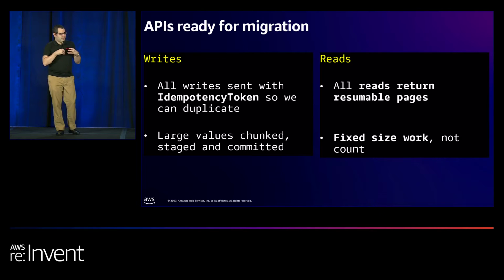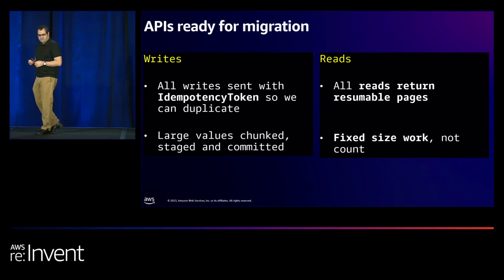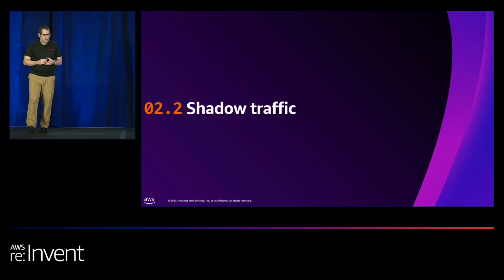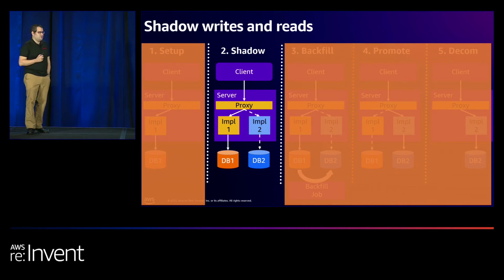And now that we've made our data APIs ready for migration, now let's dive into actually doing the migration. And for that, we need some shadow traffic. All right, what's shadow traffic? That's step 2 in our diagram.